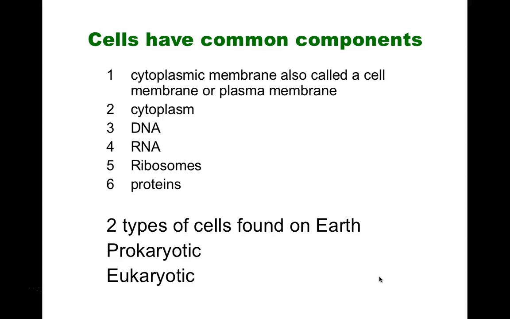We have DNA and RNA. Those are going to be found in all types of cells. We have ribosomes and proteins. There are other types of structures that we expect to find as well, and that's what we'll talk about when we get through all of the parts of Chapter 4. Again, the two fundamental types of cells found on Earth, pro and eukaryotic cell structure.